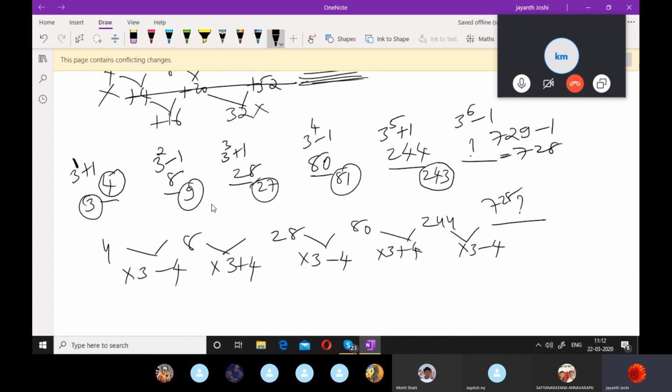So I already told you these are all near to multiples of 3. So when these are all near to multiples of 3, I can multiply a number with 3 and add or subtract 4 to get the answer. Okay. So what logic we have applied, I have already explained you here. You can go for this.